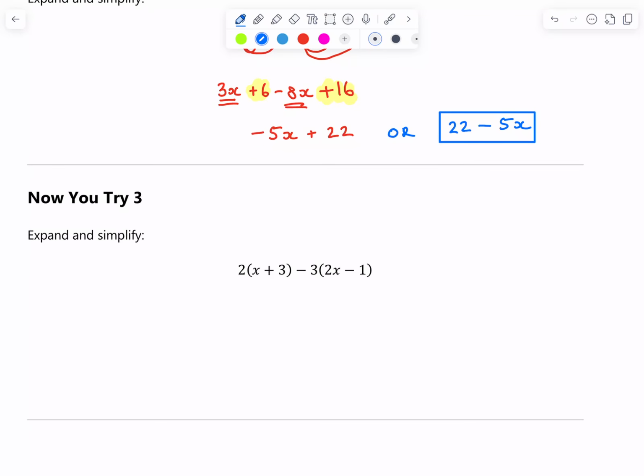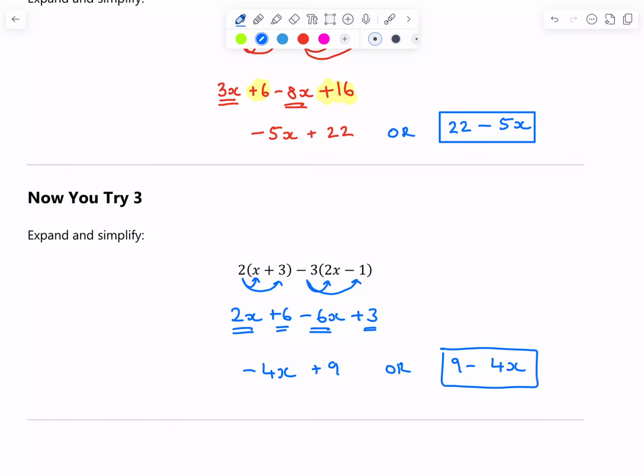Okay, let's do one more like that. So here we go. You're going to do that times that first, which is 2x. That times that, which is positive 6. That times that, which is negative 6x. And then be careful of that negative over here. Negative 3 times negative 1 is positive 3. Collect like terms. So 2 take away 6 is minus 4x. And 6 plus 3 is 9. Or we could write this as 9 take 4x. So either minus 4x plus 9 or 9 take 4x.